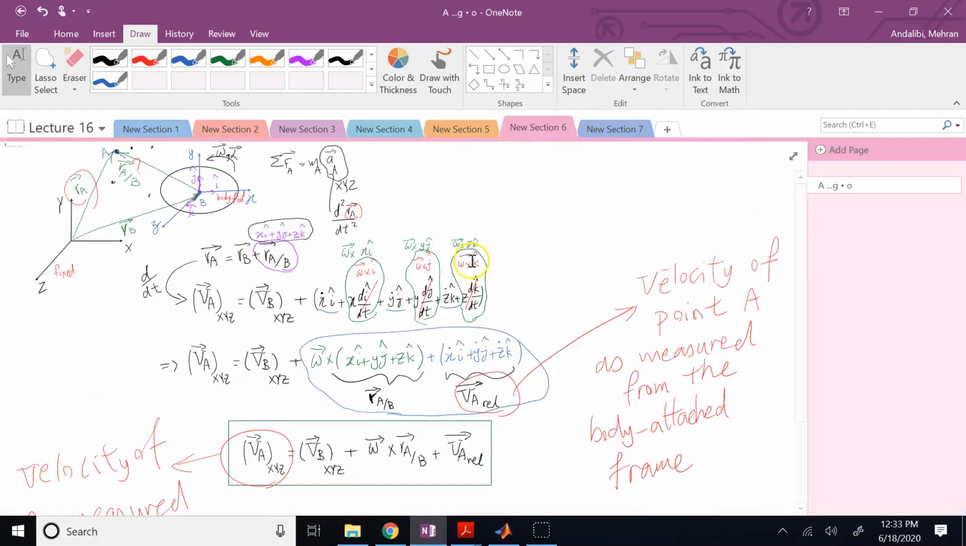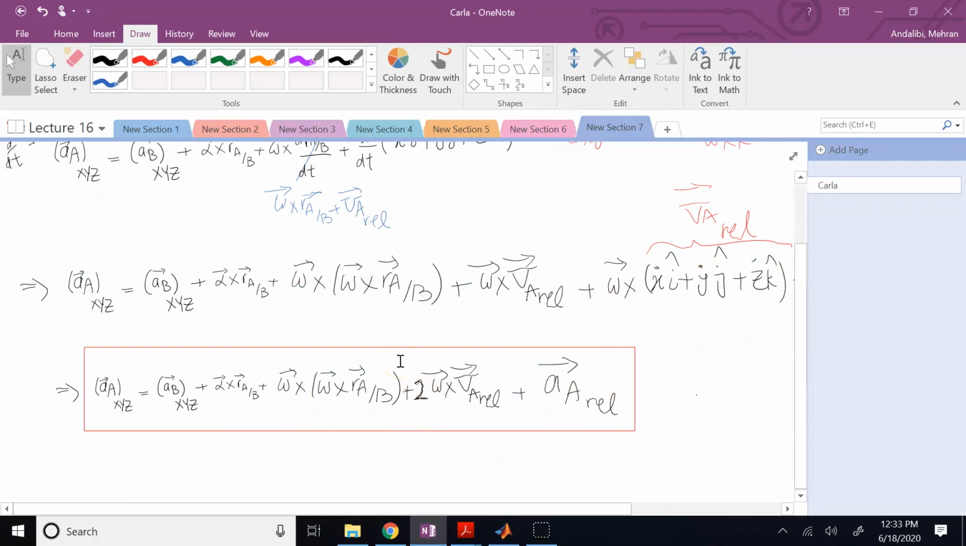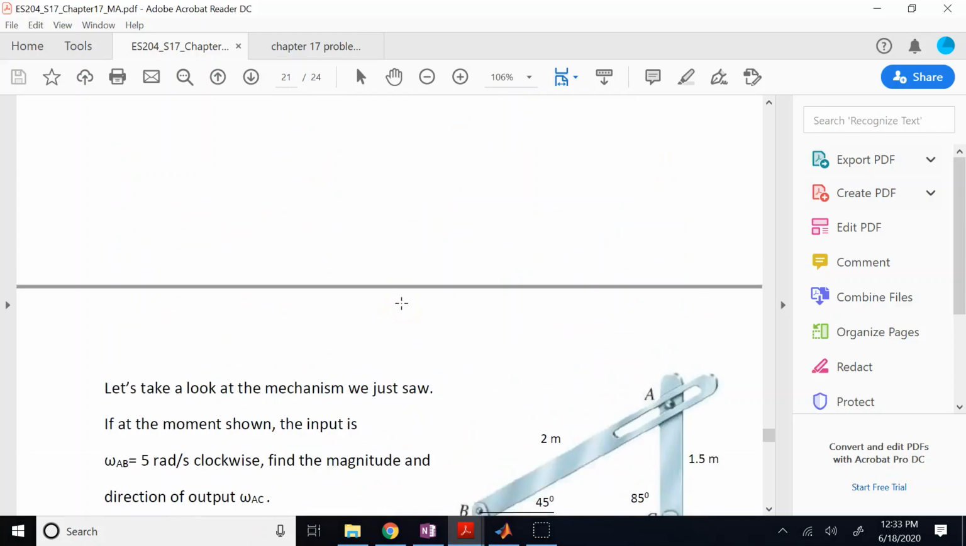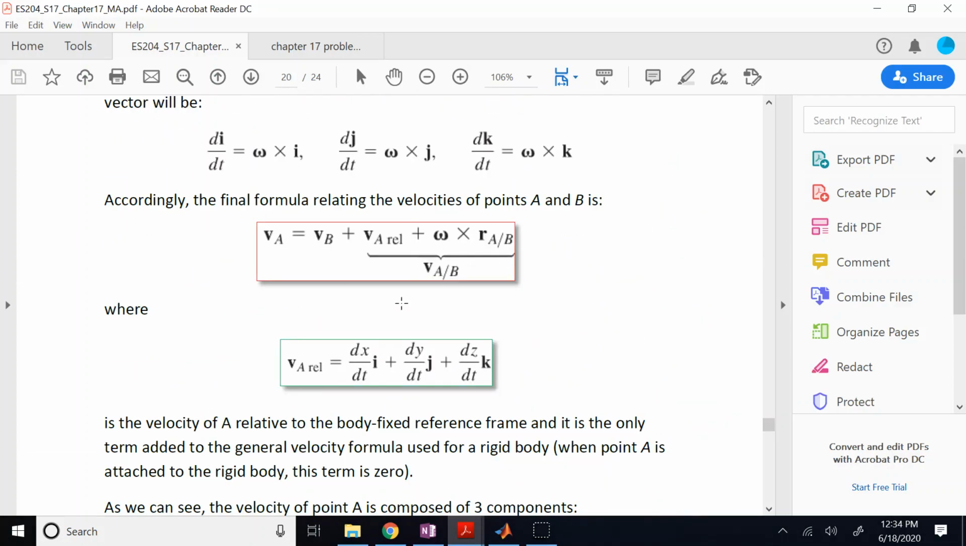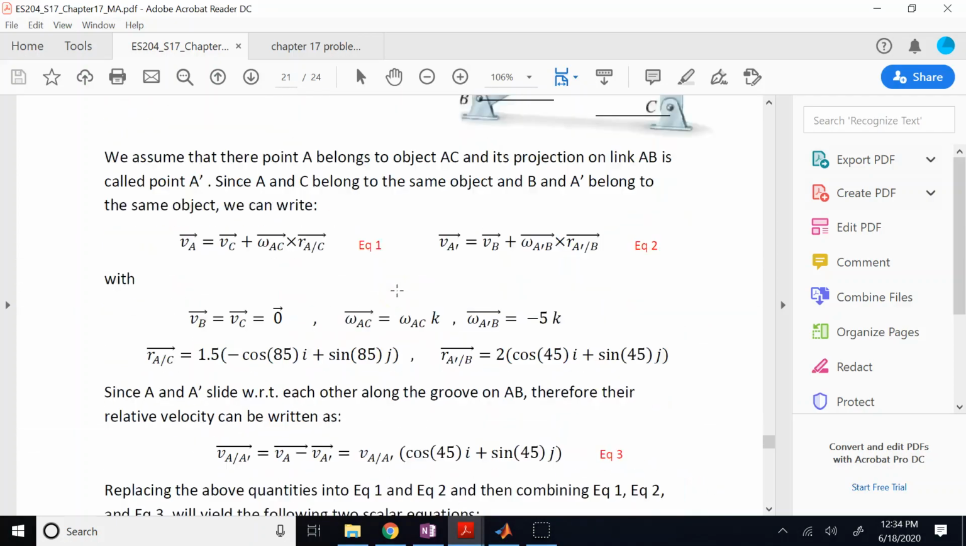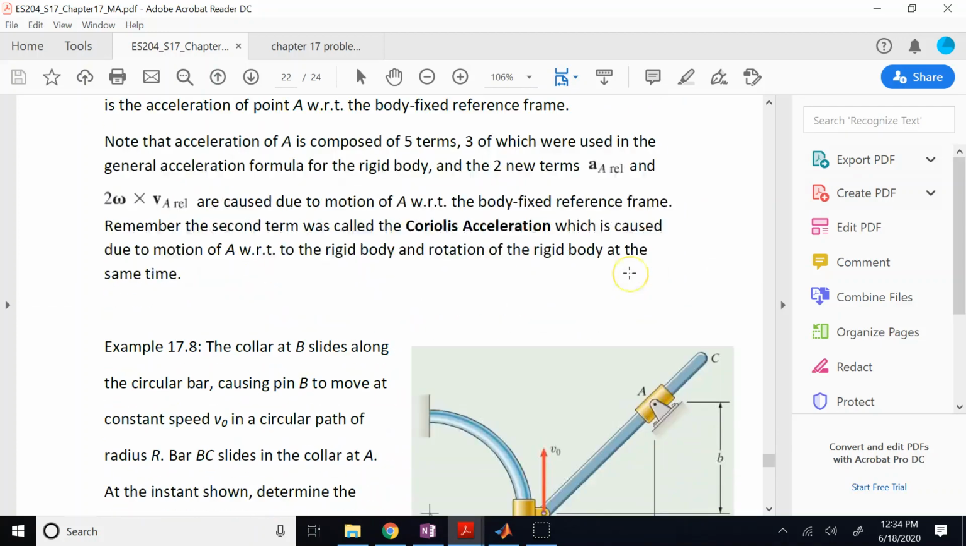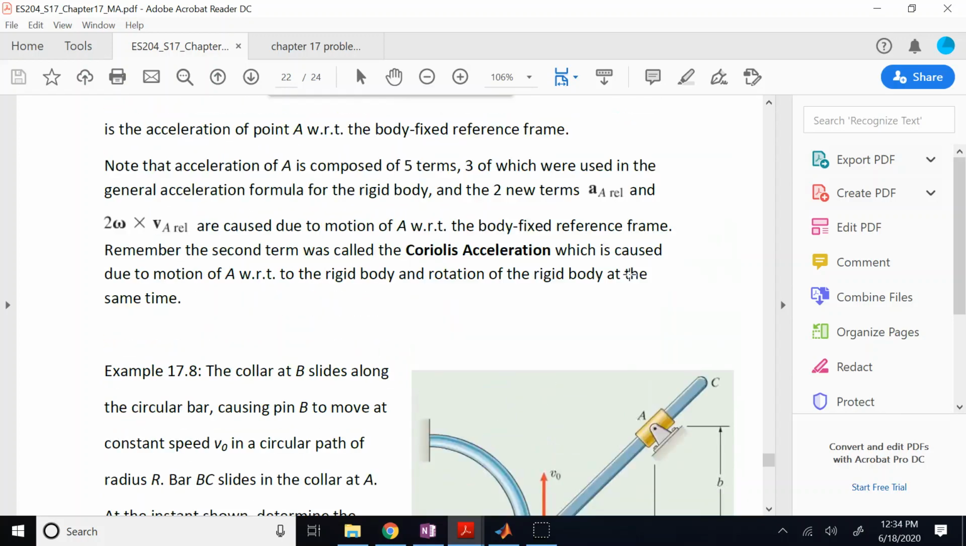So we have this one here in green, and then this one in red. These are what you can also follow in your lecture. So if you follow the lecture, this is for VA relative, and we're going to see the other one here. Okay.